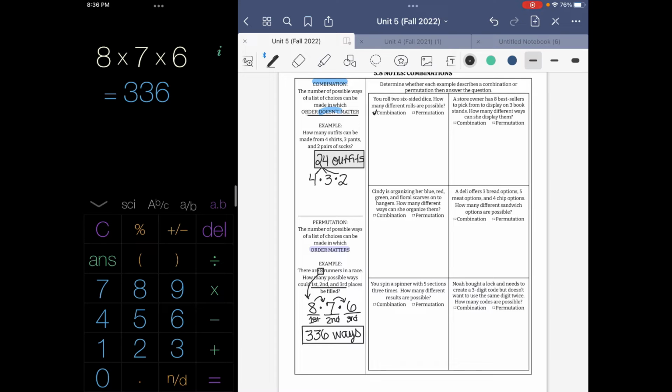And there are 6 numbers on a die. 1, 2, 3, 4, 5, and 6. So you have 6 possibilities for the first die times 6 possibilities for the second one. And what's 6 times 6? 36. So there are 36 possible rolls.